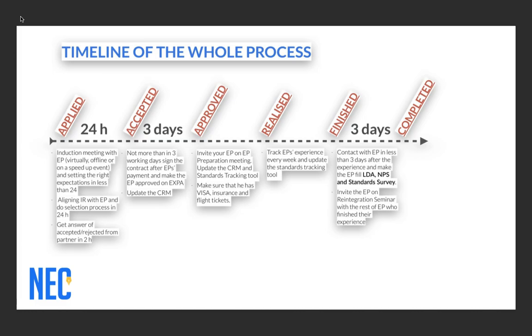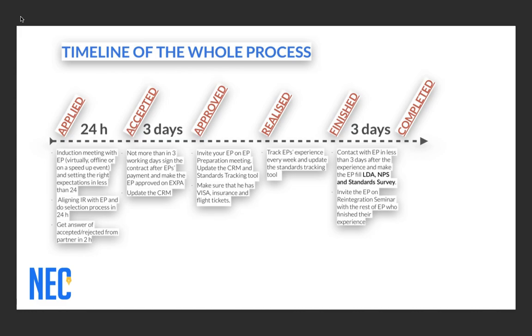Afterwards, you need to align your IR partner with the EP and do the selection process in 24 hours. Get an answer of accepted or rejected from the partner in 2 hours. After being accepted, in 3 days, not more than 3 working days, sign the contract after the EP's payment and make the EP approved on EXPA.